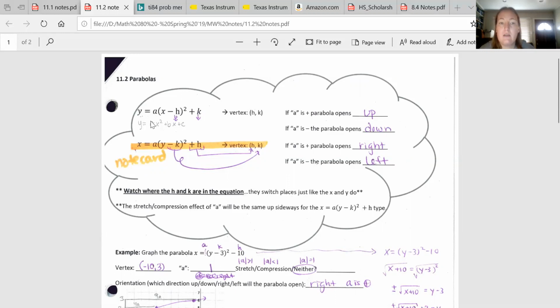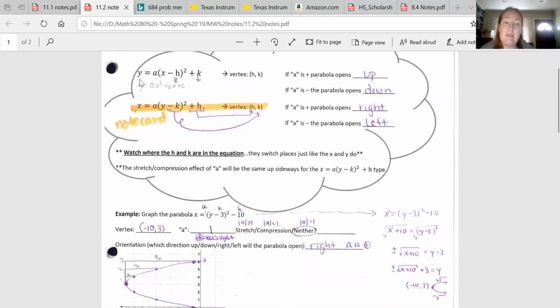So you can go back to the chapter 8 lesson on parabolas if you want to review that a little bit more, but the rules for the parabolas to open right and left are very similar, except you're going right and left rather than up and down. So it's basically the inverse of this. Your x and y have switched places.